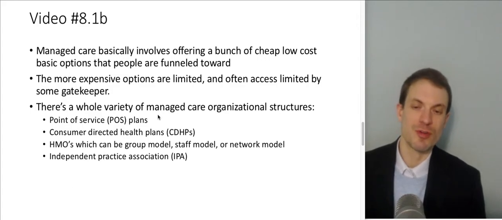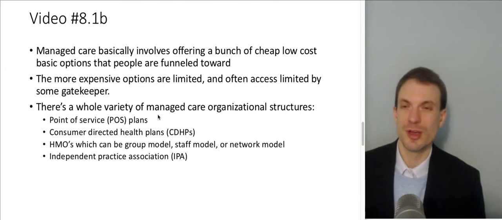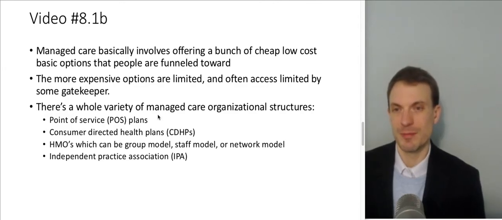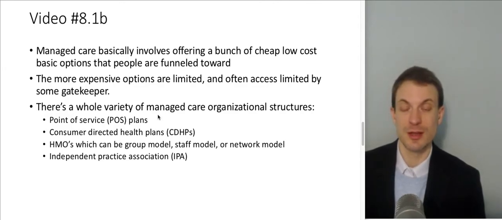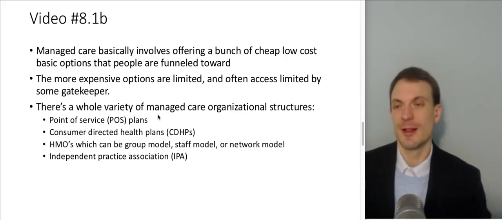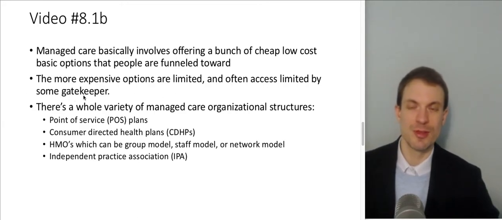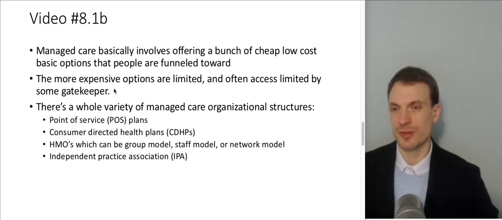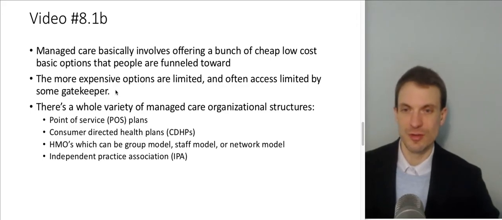And then you have some oversight. You have a gatekeeper who's looking to see, okay, on a limited basis, for those who really need it, we'll funnel those individuals towards the more expensive options. The idea is to have some type of access limited by a gatekeeper. This can be requiring referrals to see specialists and so on and so forth, having different types of oversight in terms of approving hospital stays or extended duration of stays or whatever.